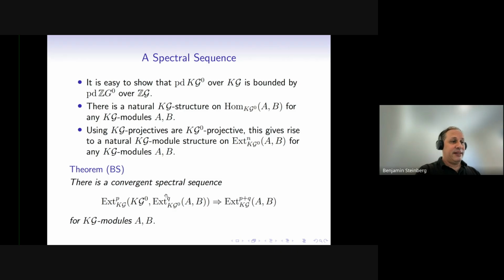Then you can bound when this vanishes in terms of when these two vanish, and then, as I said, the projective dimension of KG0 is controlled by the projective dimension of ZG0. Or you could just extend the scalars on my projective resolution, and that would be fine too, since my projective resolution ends in a torsion-free module.